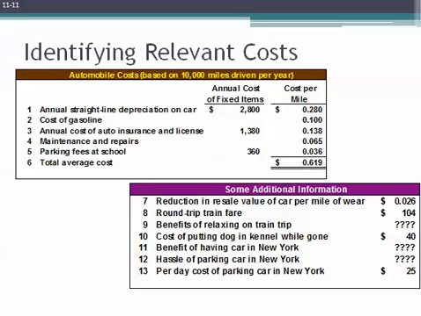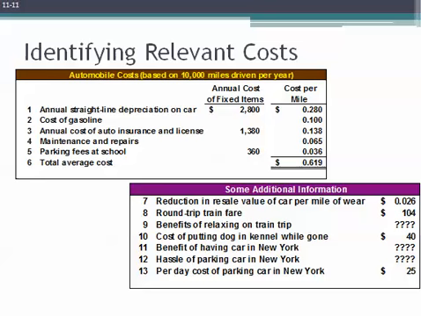She's also gathered some additional information: some reduction in the resale value of her car per mile of wear and tear. She gathered information regarding the round-trip train fare. She knows there are some benefits of relaxing on the train, but we have a difficult time assigning a dollar figure to the benefits of relaxing on a train. She has the cost of putting her dog in the kennel while gone, the benefits of having a car in New York, the hassles of having to park a car in New York, and also the cost per day of parking a car in New York.